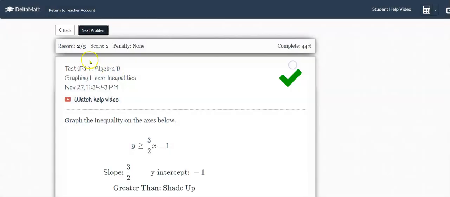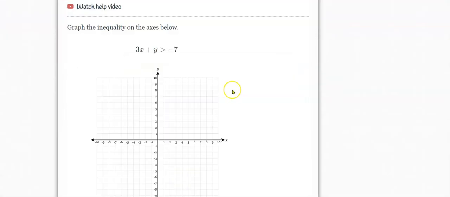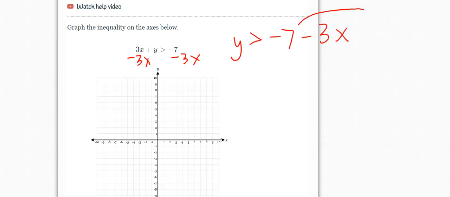Let's try this one more time. Okay, this problem is not in isolated form. So I'm going to subtract 3x from both sides, giving me this one, -7 minus 3x. Now this is my initial value, or my y-intercept, and this is my rate of change, or my slope, and it is a rate, so it has to be a fraction. So I'm going to put a 3 over 1 there.